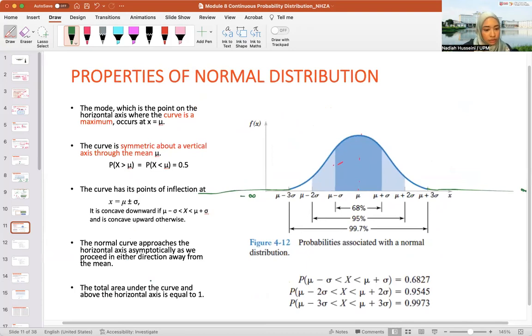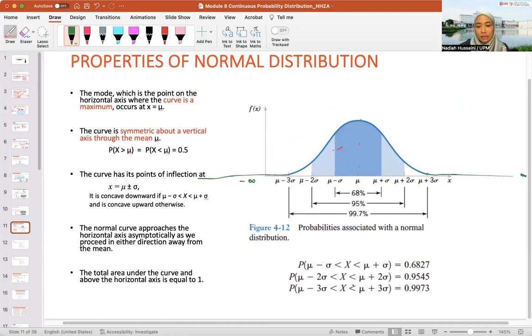Okay, the total area under the curve and above the horizontal axis is equal to 1. So this is straightforward. Since the standard normal distribution is pretty standard, you can actually know the probability without even calculating it. If you know what the mu and the standard deviation are, you can basically know the probability under that curve. So here, let's go over it a bit. Let me erase this.